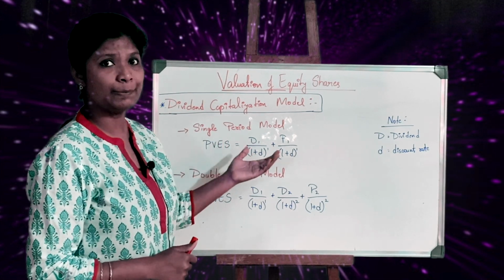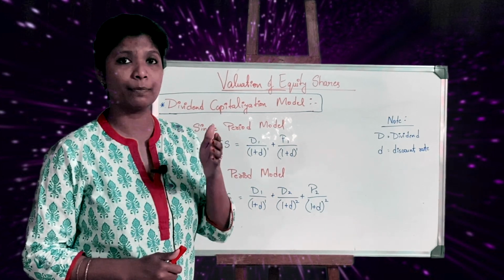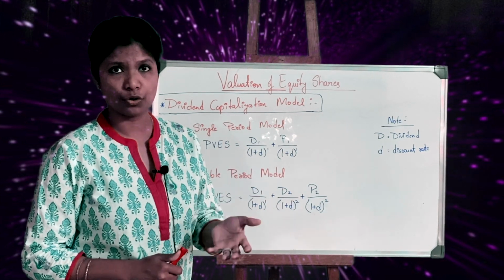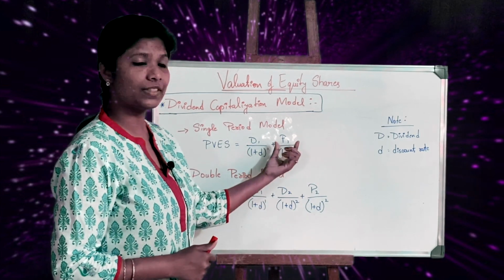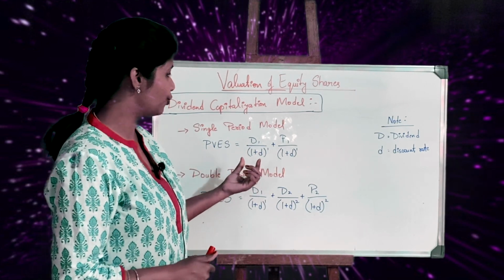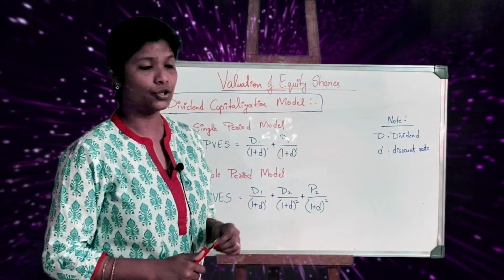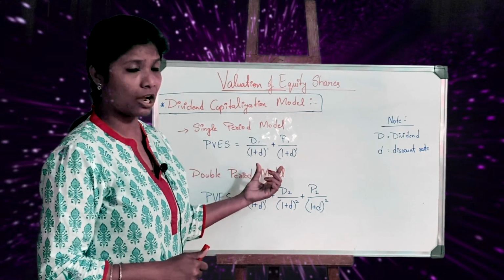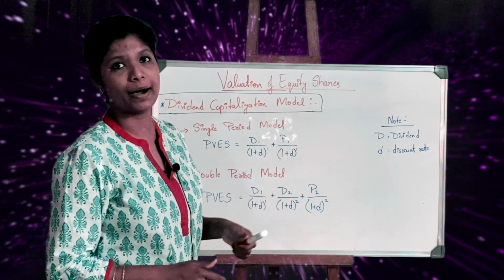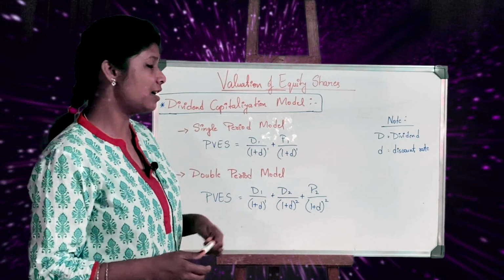The first formula is the single period model, where you are holding the equity share only for 1 year. That means you're purchasing today and holding it for one complete year, so by next October, you're going to sell that share. So what is the price of that share at the end of the first year? Present value of equity shares equals D1 divided by 1 plus d to the power of 1, plus price at the end of 1 year divided by 1 plus d to the power of 1. Here D1 stands for dividend and small d stands for discount rate.